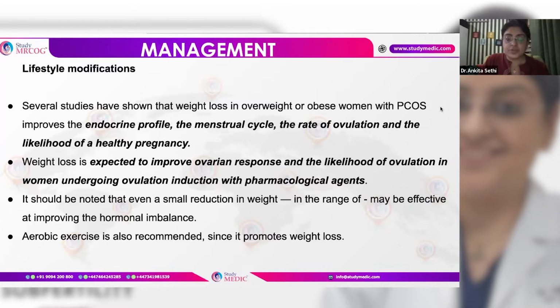So the first line treatment option for PCOS patient is lifestyle modification. Several studies have shown that weight loss in overweight or obese women with PCOS improve the endocrine profile, the menstrual cycle, the rate of ovulation, and the likelihood of healthy pregnancy. Weight loss is expected to improve ovarian response and the likelihood of ovulation in women undergoing ovulation induction with pharmacological agents. It should be noted that even a small reduction in weight in the range of even 5 to 10 kg may be effective at improving the hormonal imbalance. Aerobic exercise is also recommended since it promotes weight loss.